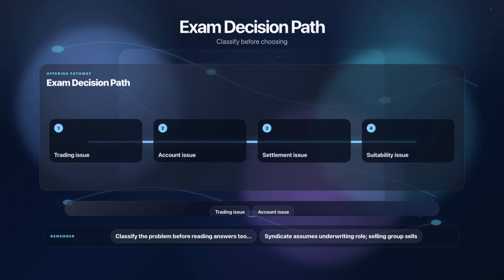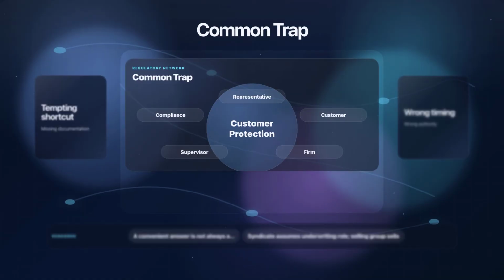Use a decision path. Ask, is this mainly a trading order question, an account authorization question, a settlement question, a customer profile question, or a prohibited activity question? Once you classify the issue, eliminate choices that answer a different issue. This is how you avoid getting pulled into attractive distractors.